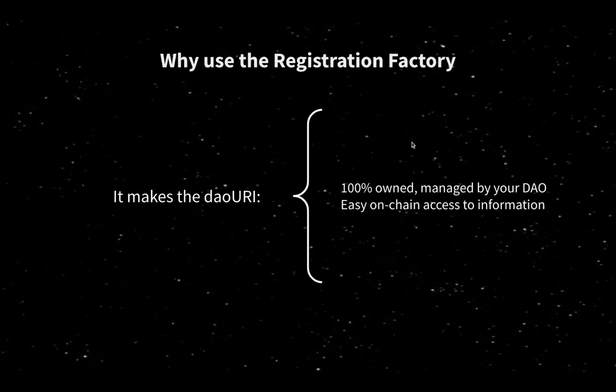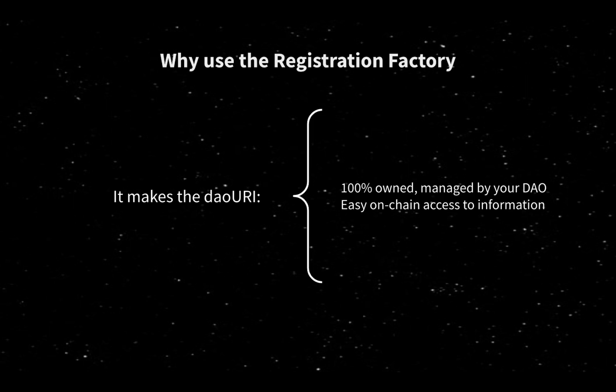So as I mentioned, if you use the registration factory method for deployment, it has certain advantages. One very important advantage is that the DAO URI hence published is 100% owned, managed, controlled by your DAO. So your DAO can decide what kind of data goes into it. Your DAO can decide when to update it. Your DAO can decide who gets to control it, etc.